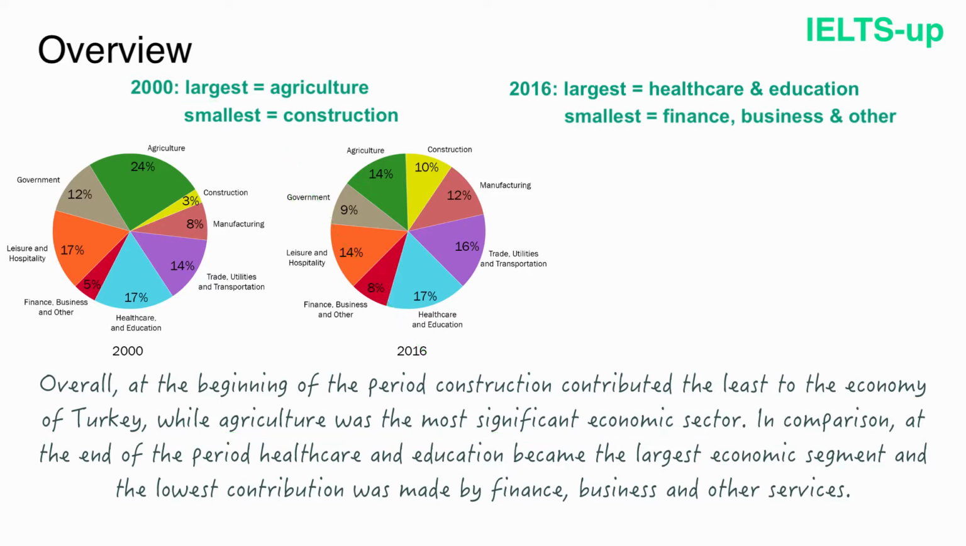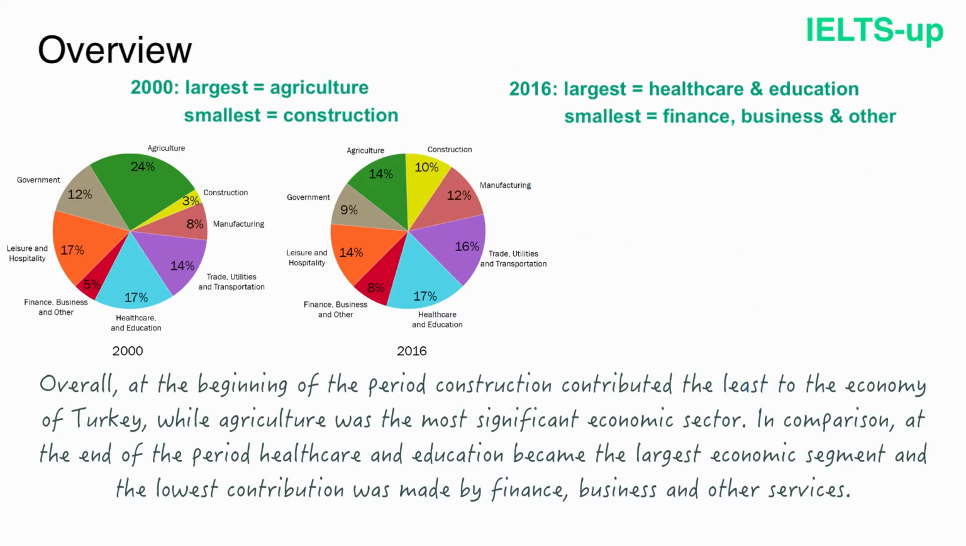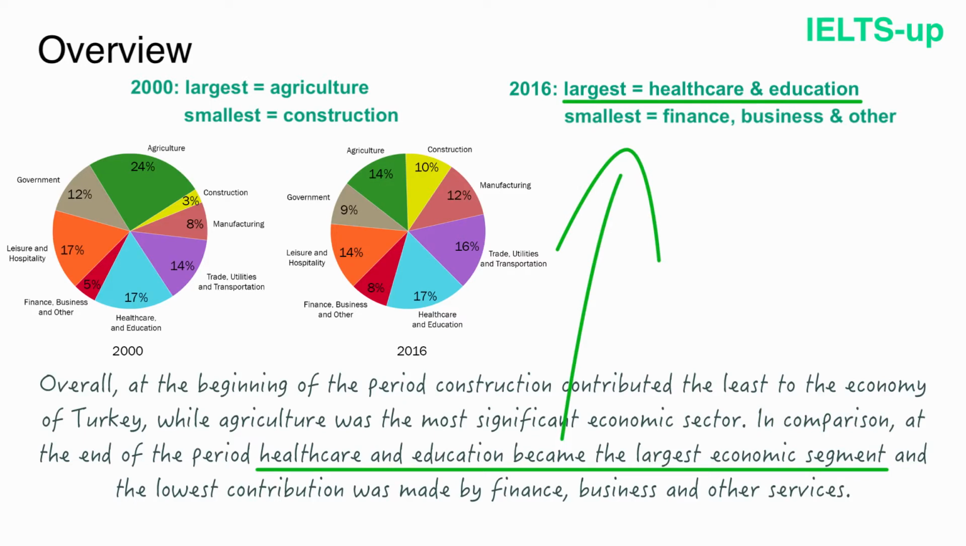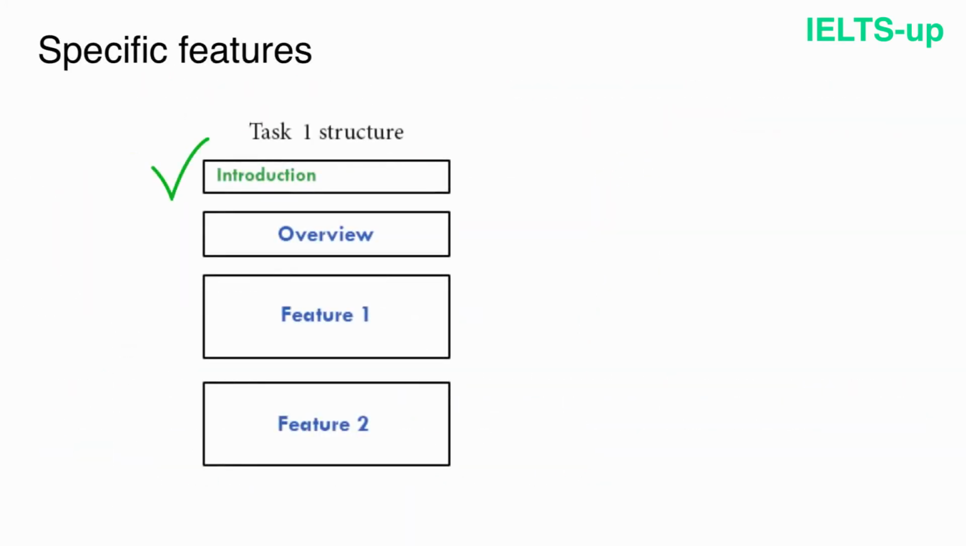After that, I start a new sentence to describe the key features of the year 2016. You can see that I used a very nice linking structure, "in comparison", to show that I'm comparing both charts. And then again, I just list the largest economic segment and the smallest economic segment in that year. And that's all with the general overview paragraph.